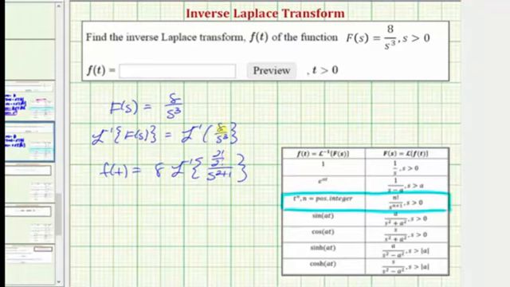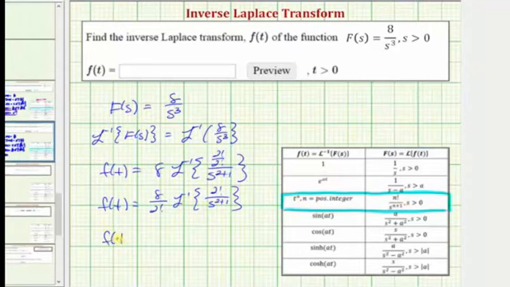I know we could have written 8 as 4 times 2 factorial, but this method always works regardless of what the numerator might be. And now we'll factor out 1 over 2 factorial, which will leave us with a 2 factorial in the numerator. So f of t is equal to 8 divided by 2 factorial times the inverse Laplace transform of 2 factorial divided by s raised to the power of 2 plus 1. Again, now this fits the form perfectly, where n equals 2, so the inverse Laplace transform is just t squared.